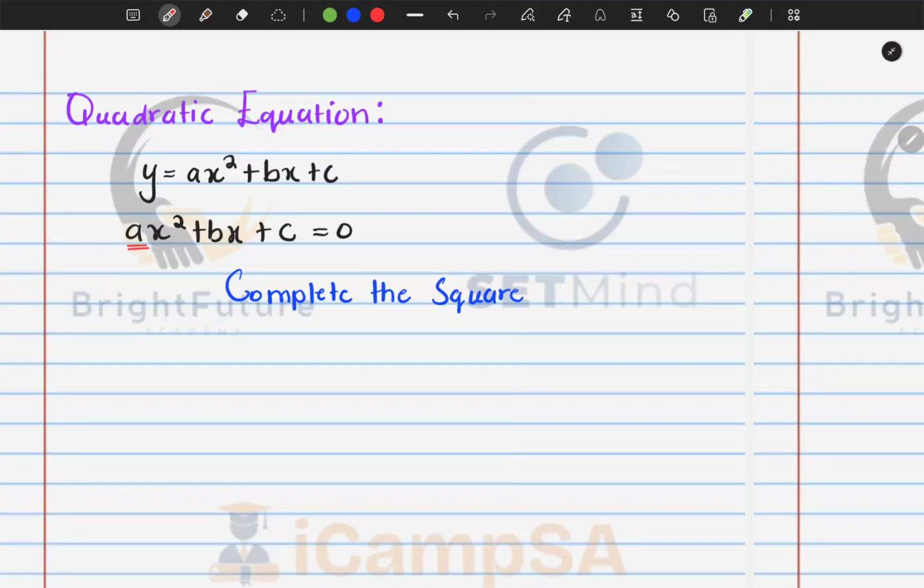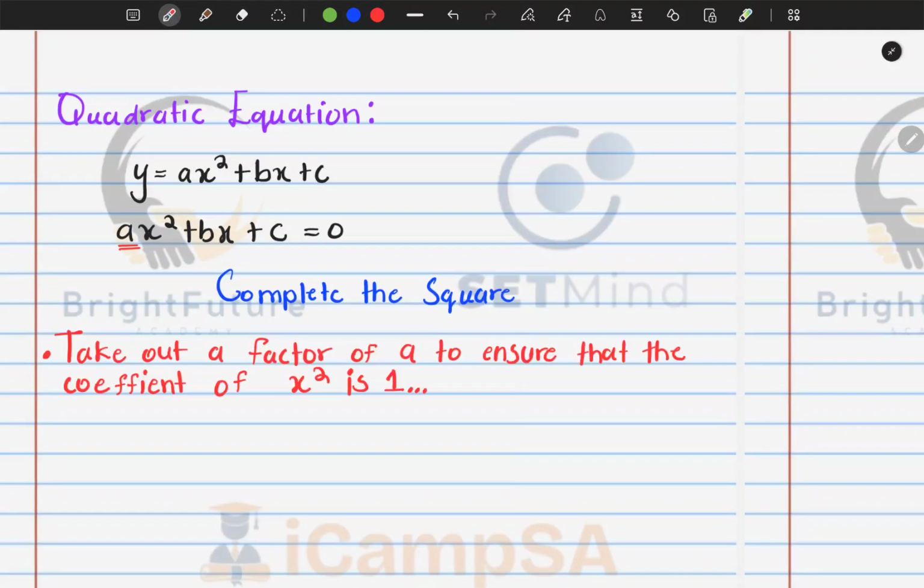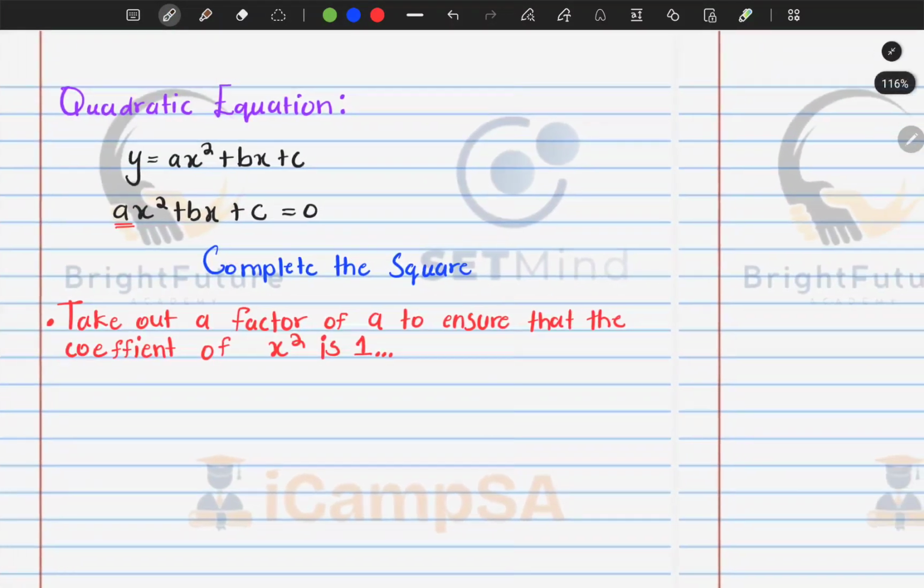And in completing the square, the first thing we are going to do is to remove this a, because whenever you are completing the square, you always want the coefficient of x squared to be 1. So we need to take out a factor of a. So let's go ahead and take out our factor of a.